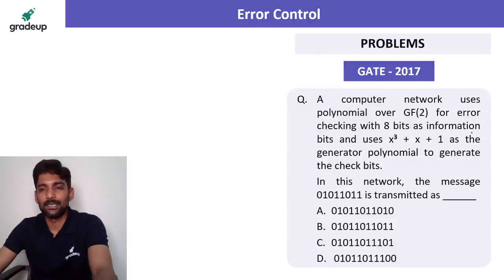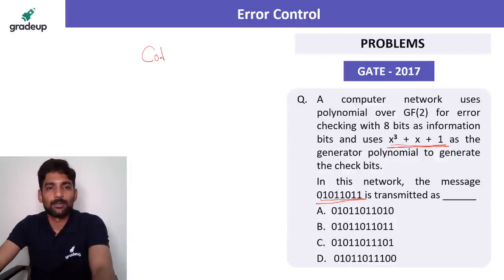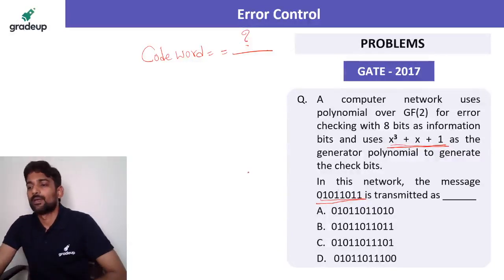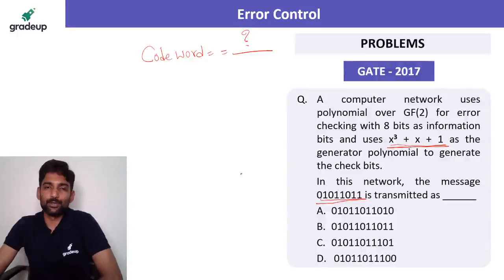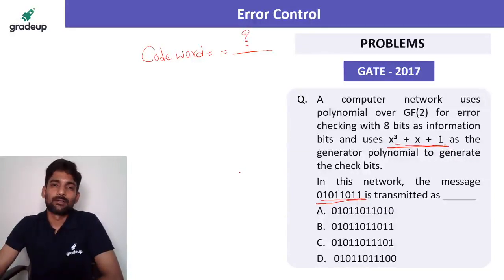So don't feel lazy. Here, this is the divisor we got, x cube plus x plus 1. And this is the message we got, 0101 1011. So what would be transmitted? So what is the code word? What you want? Code word is equal to what? So try. I will be waiting for you. You just have 30 seconds time, guys. Just do it and let me know your answer, please.